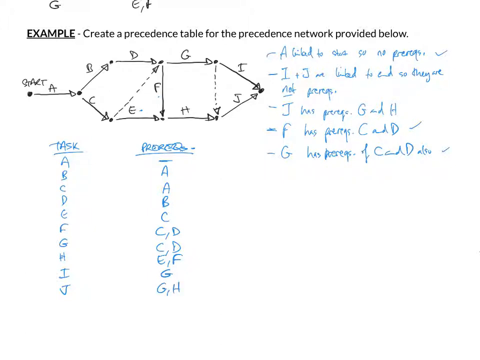And then I and J link to the end, so they are not prerequisites or anything. They finish off the table, and that is it. So that is drawing a precedence table from the precedence network provided.